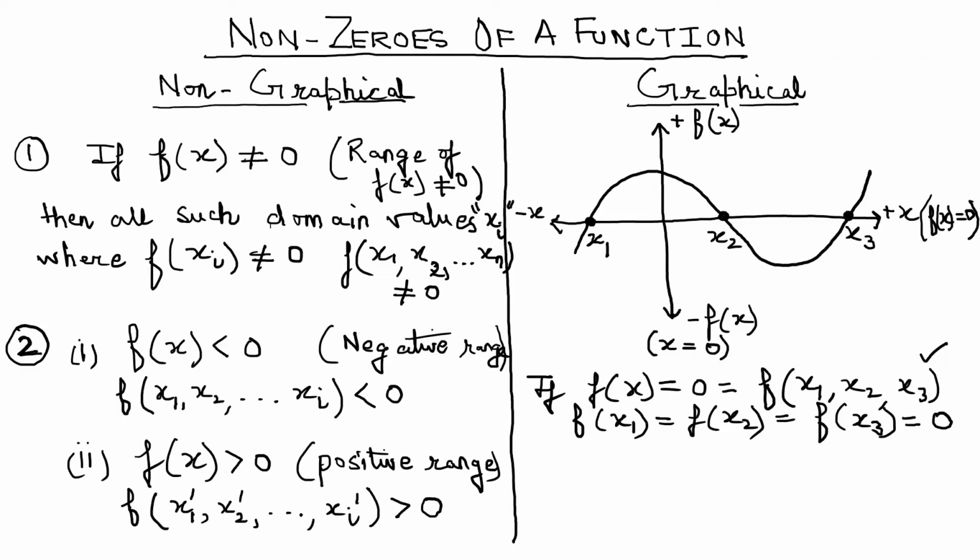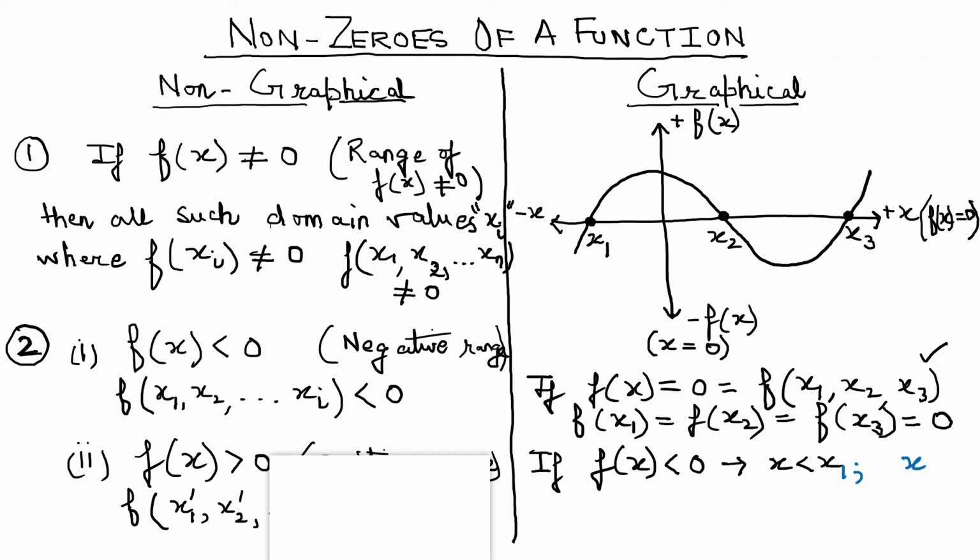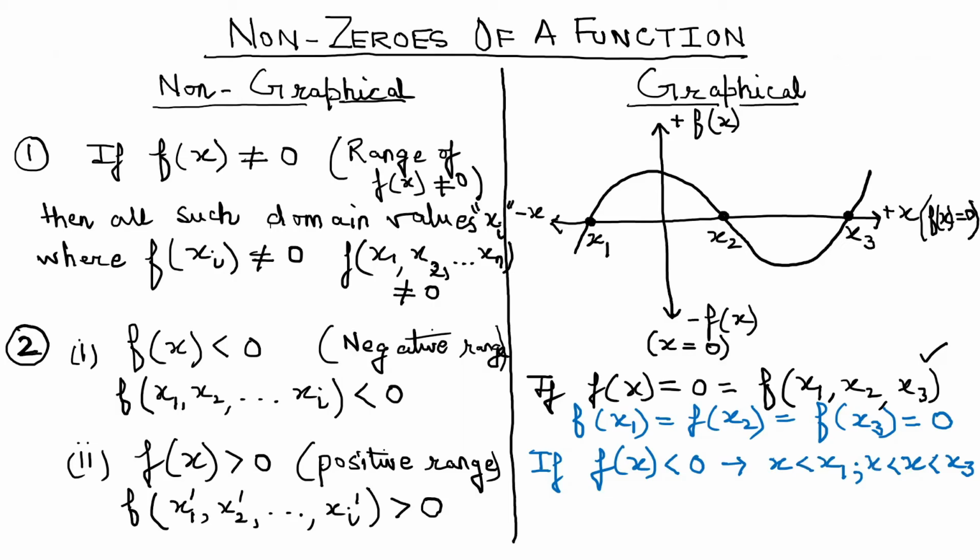Okay, but we are not interested in zeros, we are interested in non-zeros. That means we will exclude all such values, we will not even consider this, and we will talk about if f(x) is less than 0, then for which values of x. So f(x) is less than 0 when we see that x is less than x1. This is one such case. The second case that we get here is when x lies between x2 and x3. So these are the two domain intervals that we get because of the restricted interval on the range of the function.